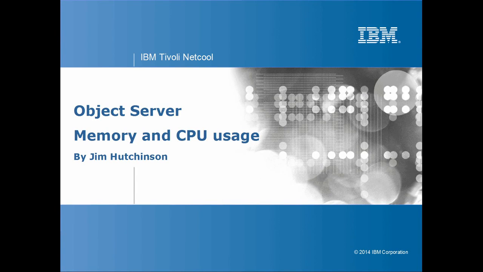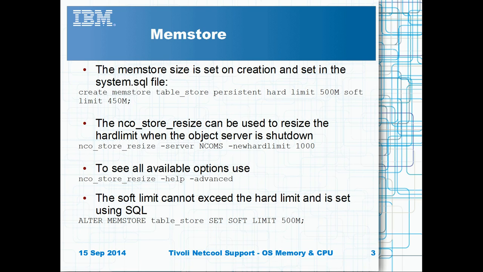Hello, this is a bite-sized presentation on memory and CPU usage in the object server in Netcool Omnibus version 7 in a 32-bit environment. The object server uses data storage called Memstores. There are hard and soft Memstores. Hard Memstores are disk-based. Soft Memstores are memory or RAM-based.